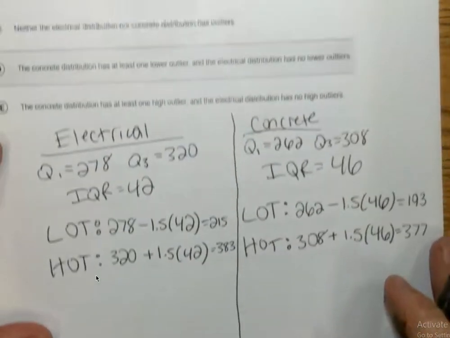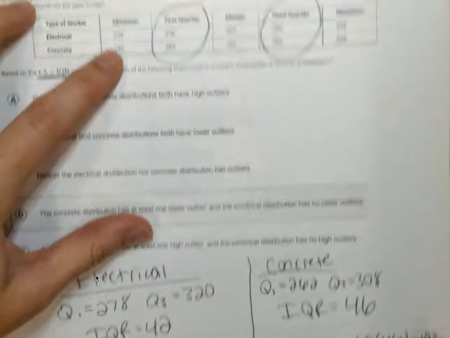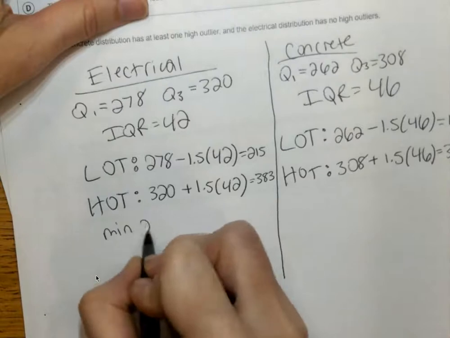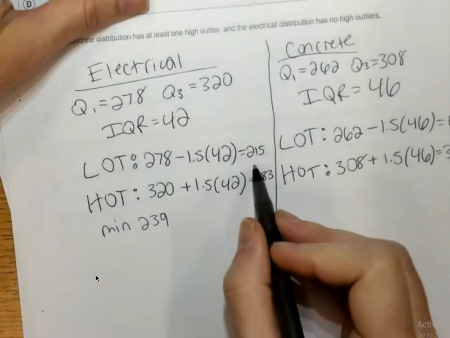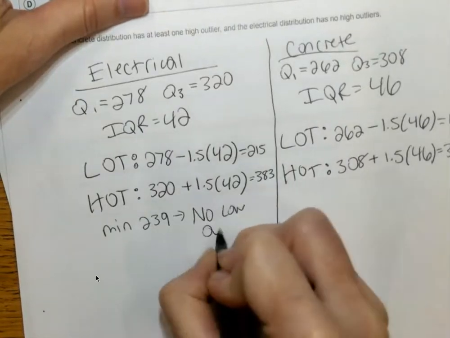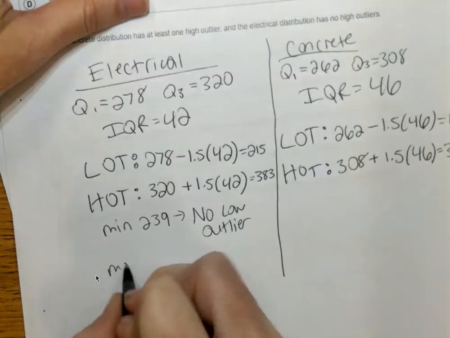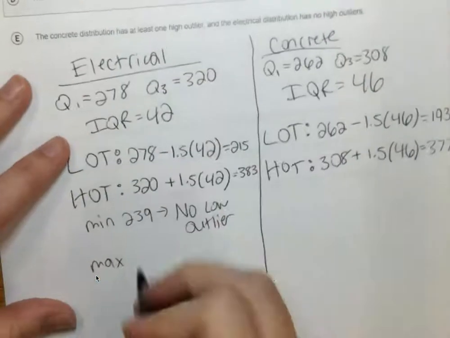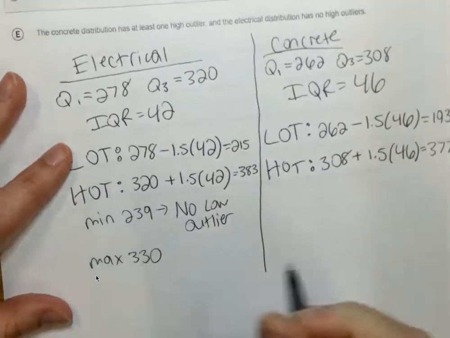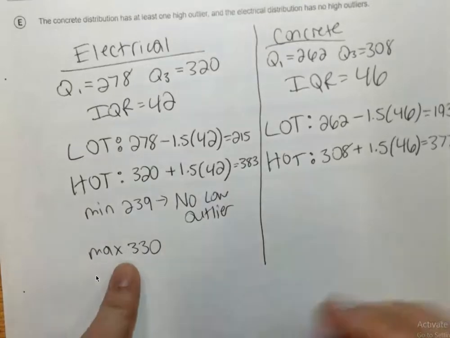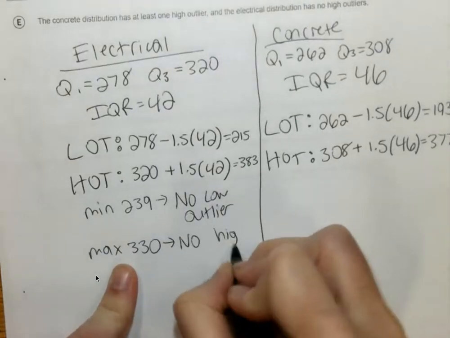All right, so now that I got my thresholds, I can figure out what outliers I have by looking at the minimum and the maximum. All right, so my minimum is 239. Do I have any low outliers? No. No low outliers. All right, my maximum for electrical is 330. My high outlier threshold was 383. So do I have anything above 383? I do not. So I have no high outliers.